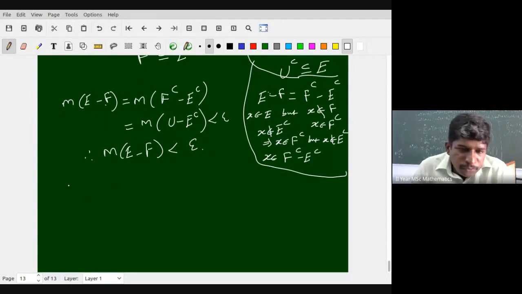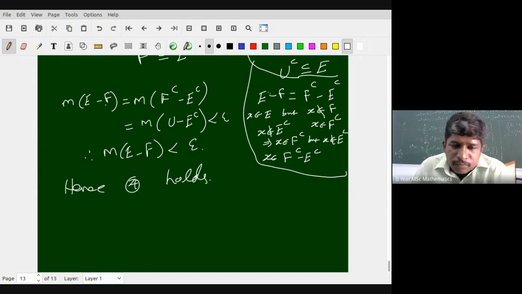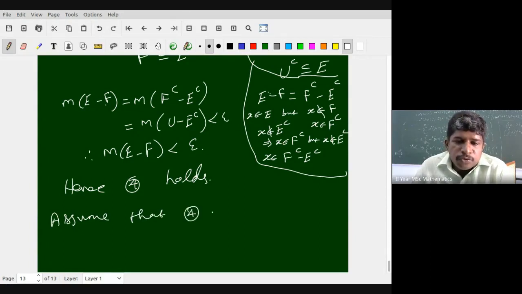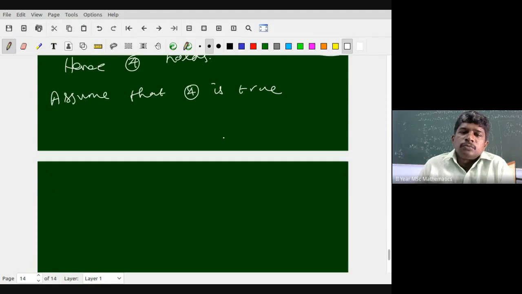Okay, so therefore 4 holds. Now we assume 4 is true and prove 5. Similar to what we already know, 2 implies 3, we apply that.